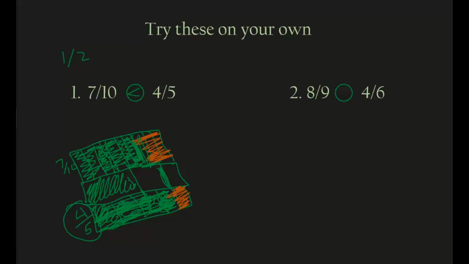Now let's do our second problem. So we have 8/9 compared with 4/6. So let's draw another rectangle. Split it in half. Then, sorry about that. Okay, so let's draw one over it and one under it. So this is going to be our 8 out of 9, and then this is going to be our 4 out of 6, or 4/6.